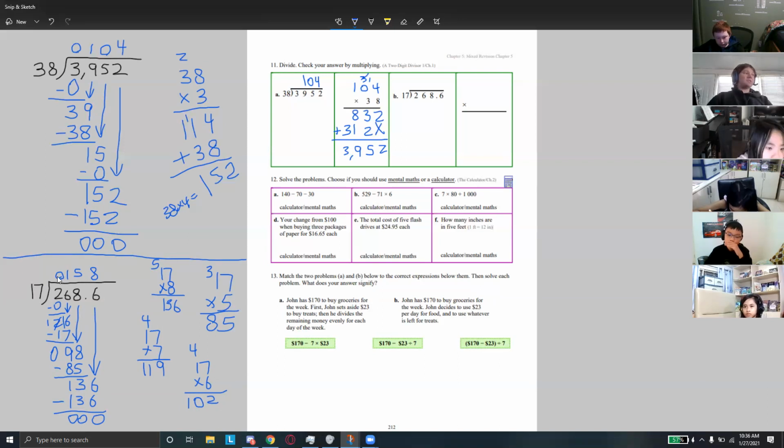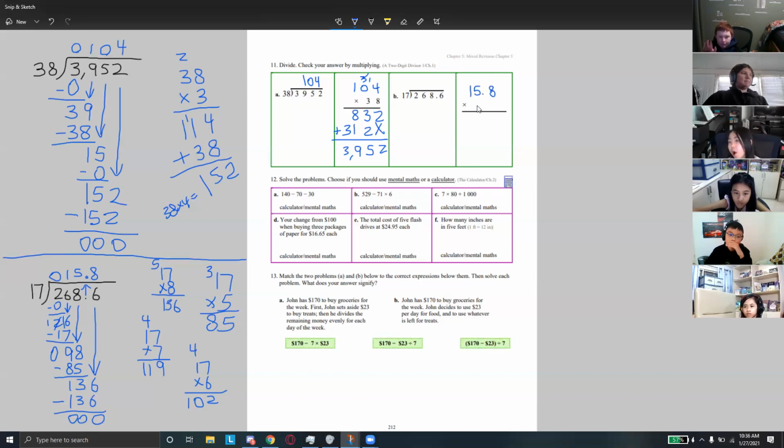And the last most important step that I don't want to forget is I need to raise my decimal straight up. Great. And so 17 goes into 268.6, 15.8 times. Let me make this a better looking 0. 15.8 times.